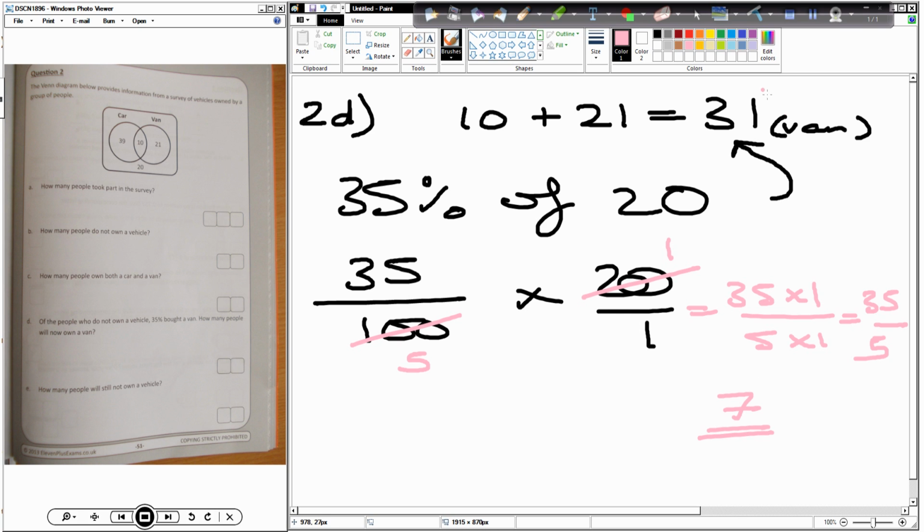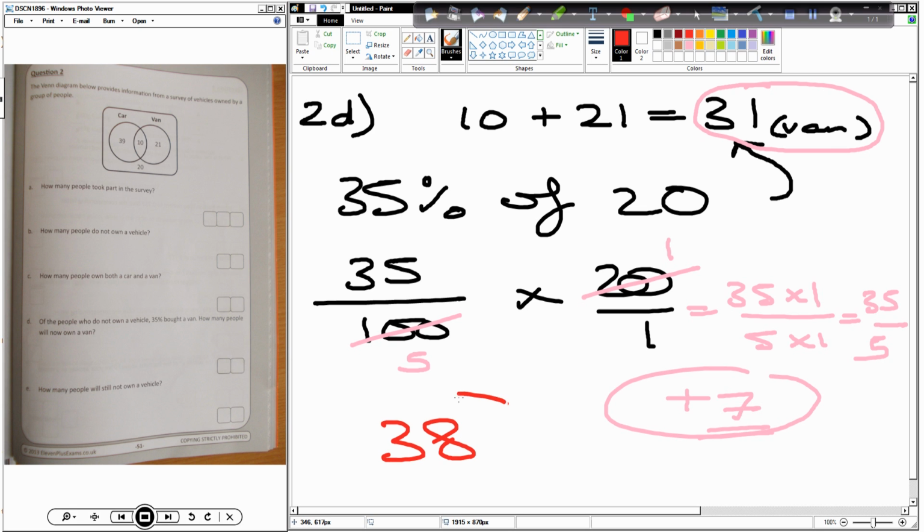So we had originally 31 people with a van in the Venn diagram. We now have an additional 7 people. So the total for this question is 38 people who own a van for question 2 part D, which is the only one we're going to cover on this question. And we're going to move on to the next question.